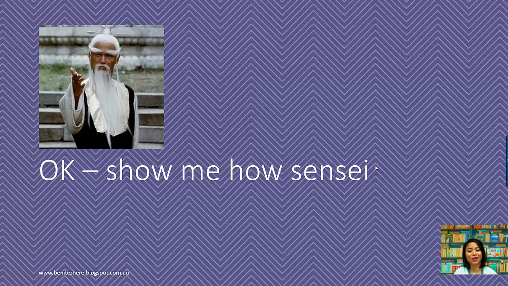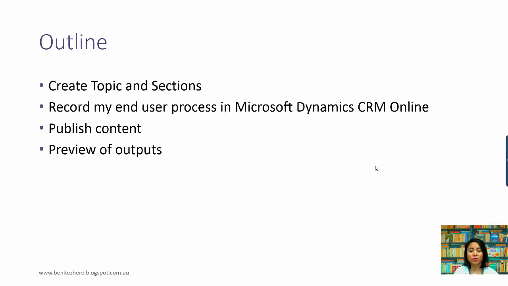Okay, so I'm going to show you how UPK works, but before we get into it, I'm just going to go through the outline of my walkthrough. So I'm going to be showing you how to create a topic in sections. I'm going to show you how I'm going to record my end user process in Microsoft Dynamics CRM Online. I'm going to take you through the formats that I just showed you in terms of the developer content, so the LMS, and the HTML website, and then the documents, and then I'll be showing you what those outputs look like.